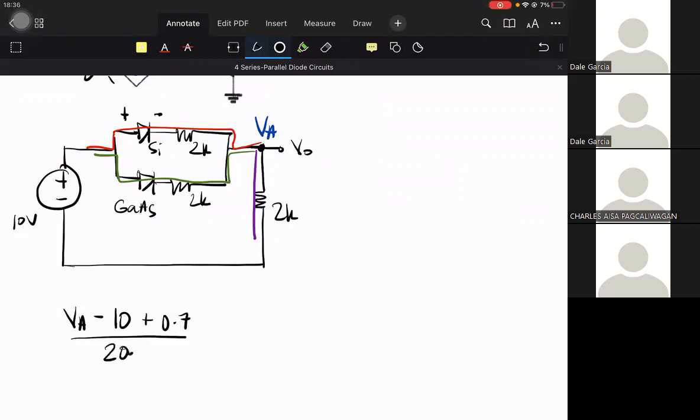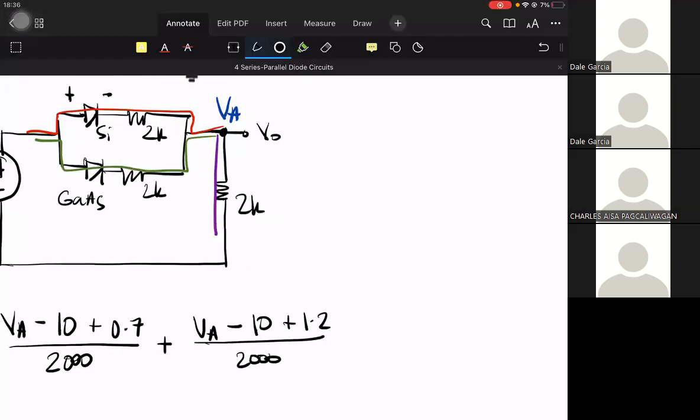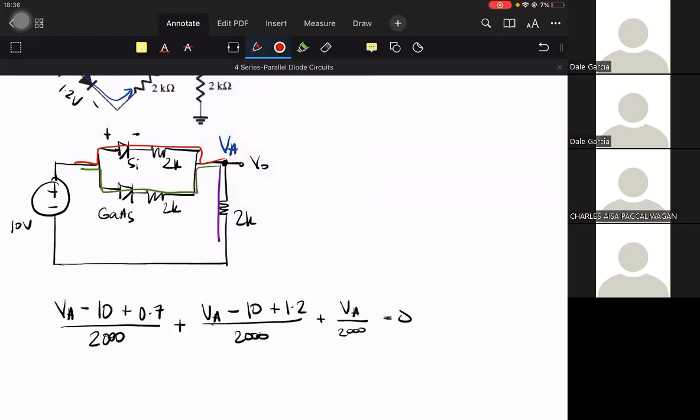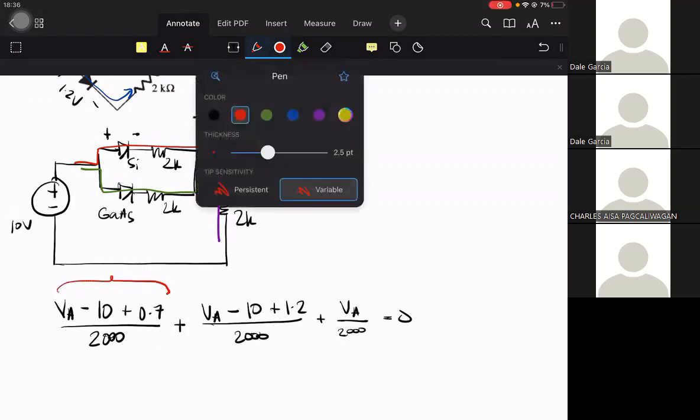2,000 na lang. Plus VA, same gap, no? Minus 10 plus 1.2 over 2K plus VA minus source, yeah, over 2K equal to 0. So may itong nodal equation. Ang red line sa circuit is represented by this expression, so nodal equation.